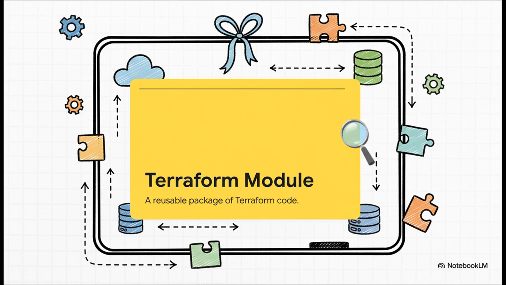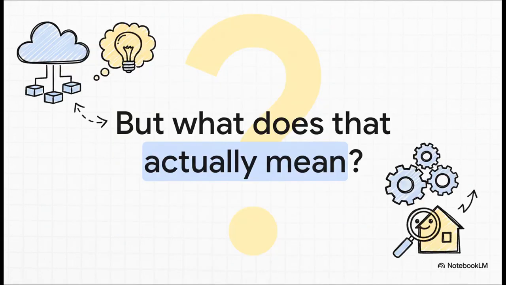If you've ever done any programming, think of it like a function. It's this self-contained, reusable chunk of code that's designed to do one specific job really well. Yeah, okay, reusable package of code is the textbook definition. But it's a little abstract, right? What does that actually mean in practice? To really make this click, let's use an analogy that makes it crystal clear.